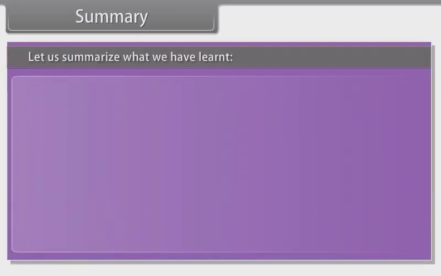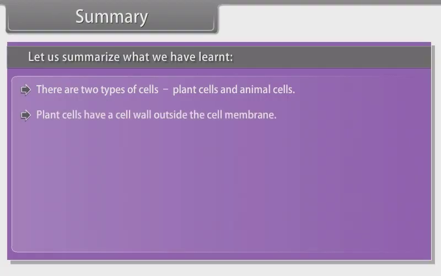Summary. Let us summarize what we have learnt. There are two types of cells, plant cells and animal cells. Plant cells have a cell wall outside the cell membrane.